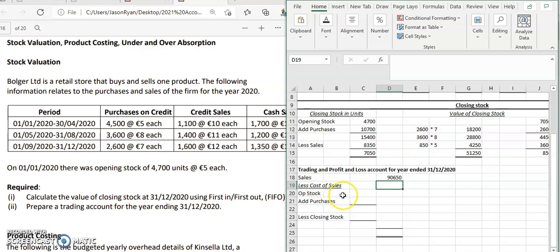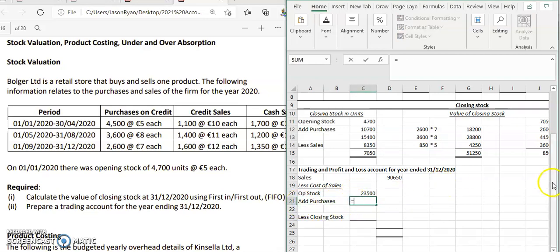That's your cost of sales, which is your opening stock. So your opening stock is in the question. It says 4,700 units at €5 each. So 4,700 multiplied by 5 is going to be your opening stock of 23,500. We're going to add your purchases.